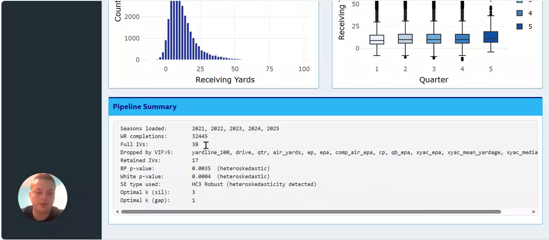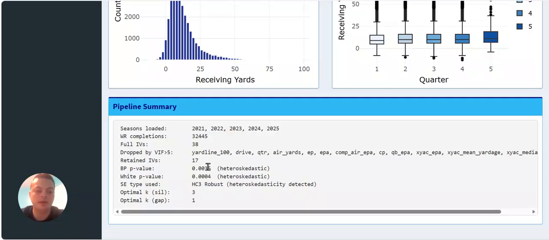So we started with 38 independent variables, and then by removing the zero variance columns, there were 5 independent variables removed. And then after running a baseline ordinary least squares regression, there were 4 independent variables removed. And then finally, after running a VIF test, I removed all of the variables with a VIF greater than 5, and there were 12 of them. This therefore led to 17 retained independent variables.